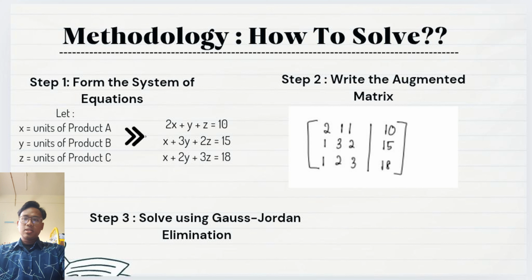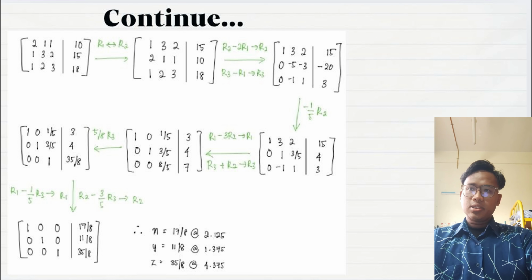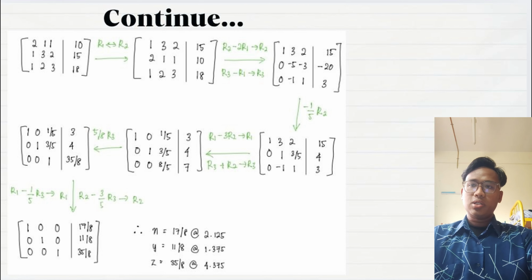Next, the second step is we write the equations into the augmented matrix. Step 3 is we solve the question using Gauss-Jordan elimination. The first step of Gauss-Jordan elimination is, after we settle the augmented matrix, we need to transform the matrix into the RREF form, which is the identity matrix. First of all, we need to interchange row 1 and row 2. And the answer will be 1, 3, 2, 15, 2, 1, 1, 10, 1, 2, 3, 18.